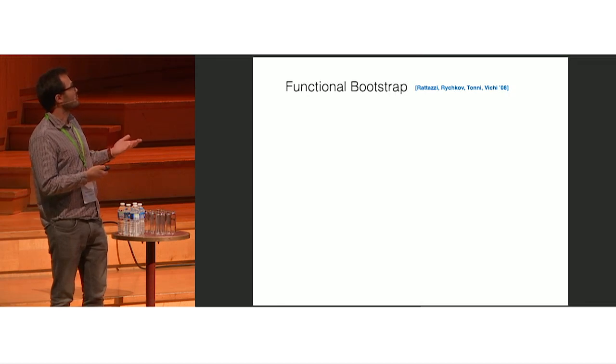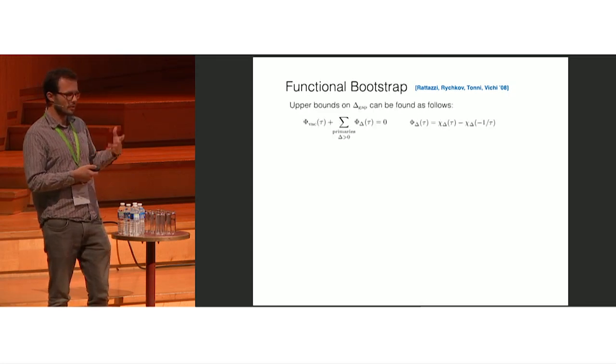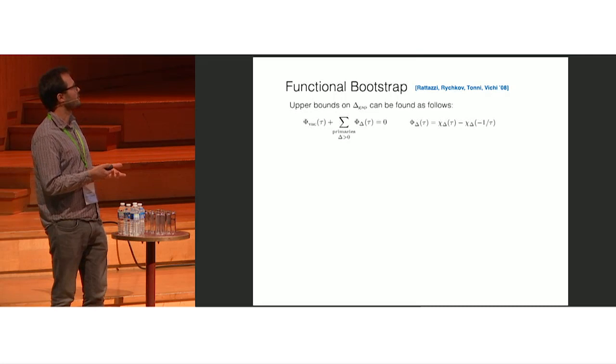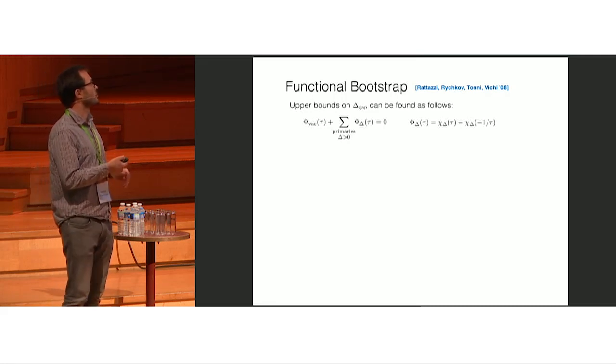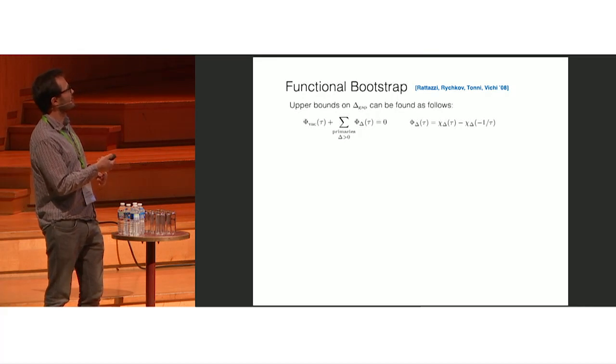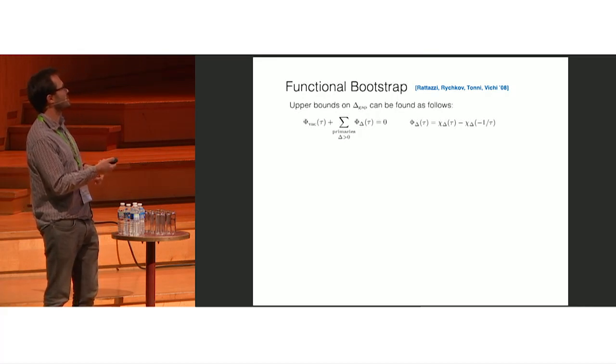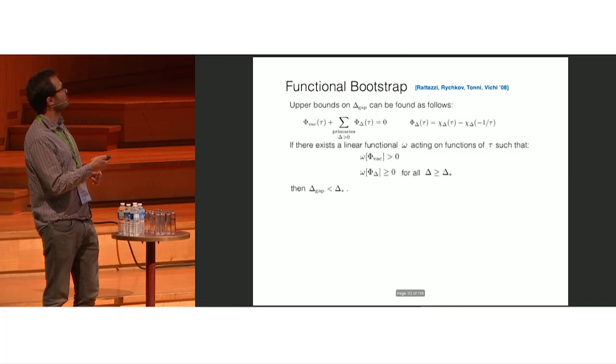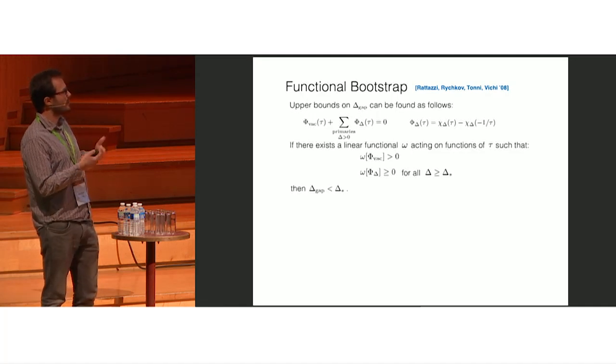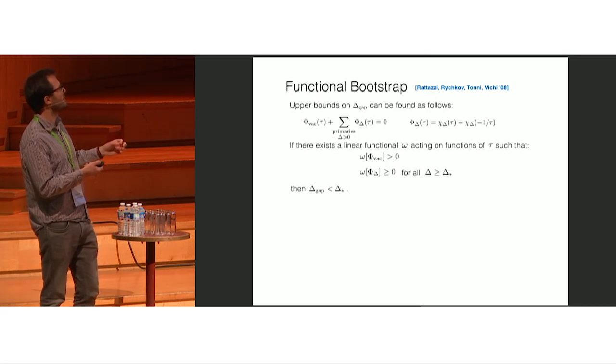Now, functional bootstrap is a way to prove upper bounds on delta gaps starting from the previous slide. It was developed in a work by Rattazzi, Rychkov, Tonni, and Vichi. So you can organize the equation like this. Capital phi is the difference of the character and the S transformed character, sum over primaries. And now we think of functionals, omega, acting on functions of tau in the upper half plane.